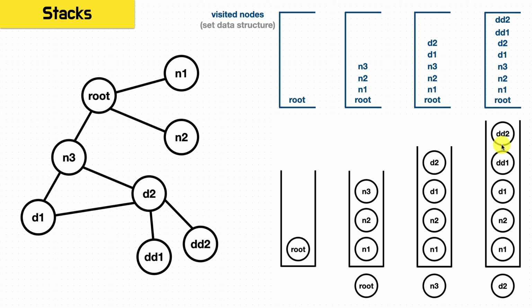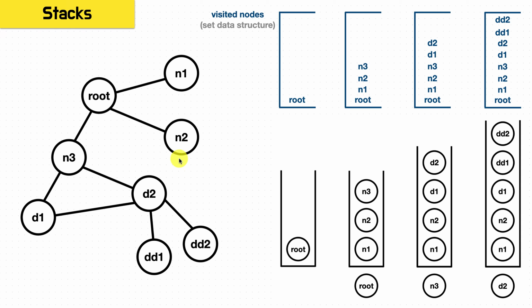For N1 and N2, they won't be visited until you pop off all the items that are on top of them in the stack. So that's how we visited all of N3's paths before moving on to N2 and N1. So let's move back to the DD2 node. We popped it, and then DD1 remained. We visit that and pop it. Then we get D1, pop it, and then finally we're at N2.